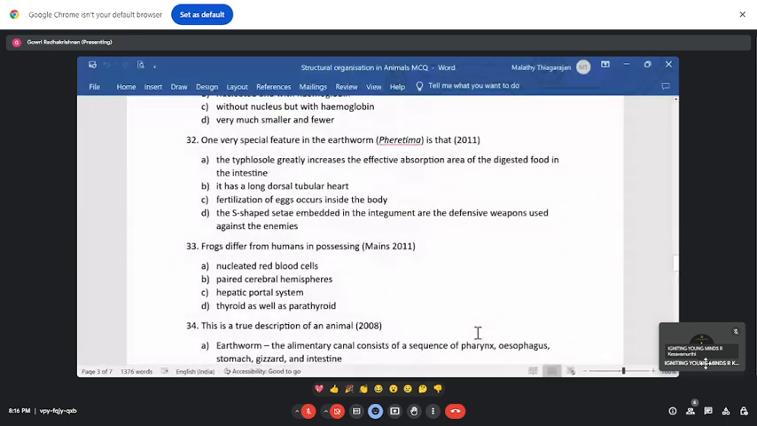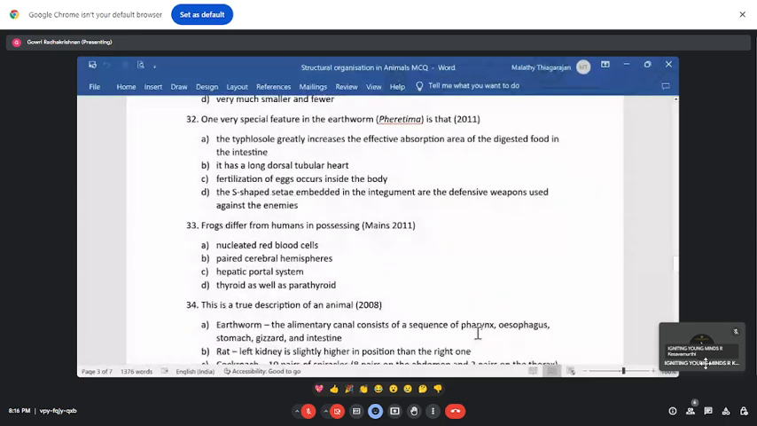Now 32. One very special feature in the earthworm, Pheretima, the earthworm's scientific name. Can anybody guess?